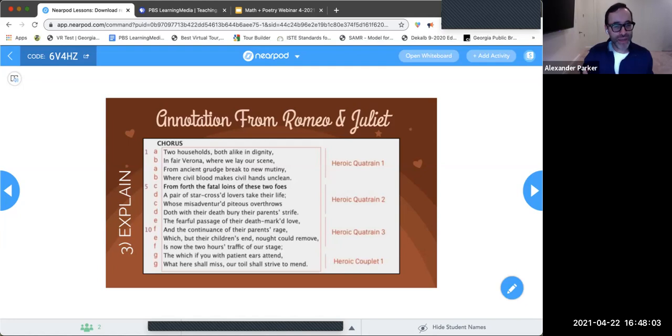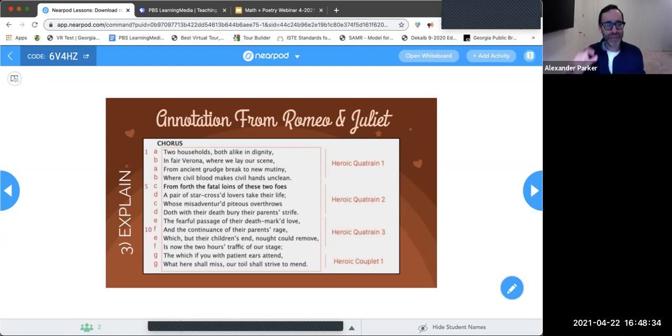We give a D to a pair of star-crossed lovers take their life, and then overthrows works with foes, strife works with life, love with remove, although there is a little bit of a different inflection there, rage with stage, attend and mend. Now, what we have is the form that Shakespeare chose and which he produced in approximately, I think, 154 sonnets, which is a quatrain, four lines work together. Then you shift to another four.